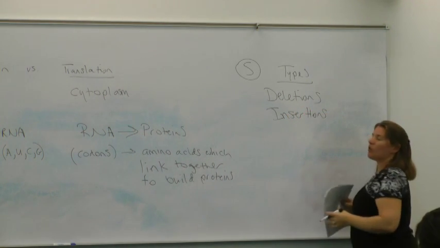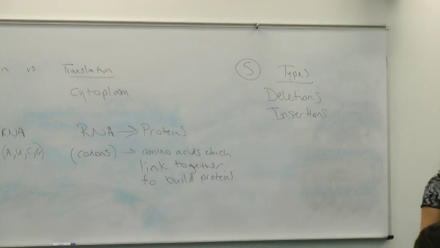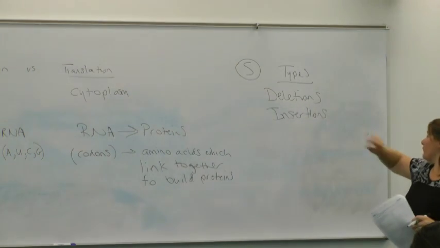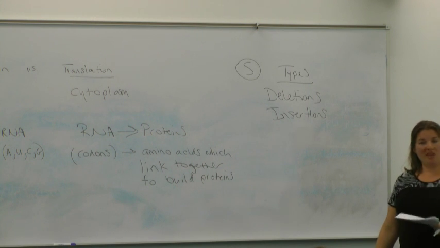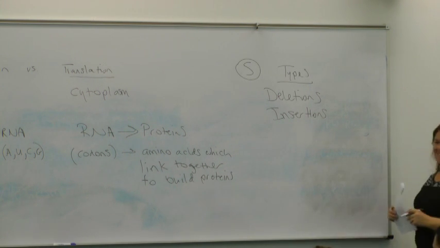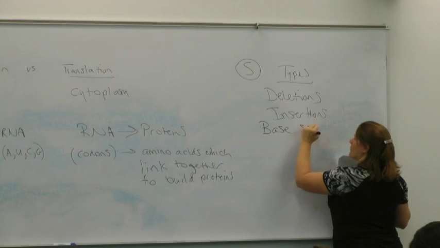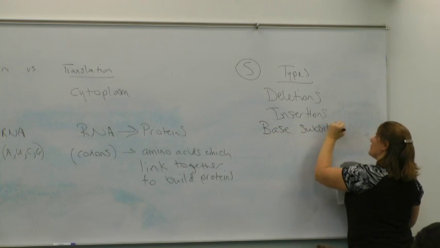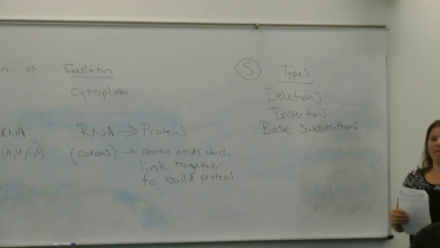What's the one that only results in the change of one codon? These shift the whole reading frame and change every codon down the line. But which one is the result of only changing one codon? Remember that one? How about base substitutions? Remember that one? These are the types of mutations that can occur.